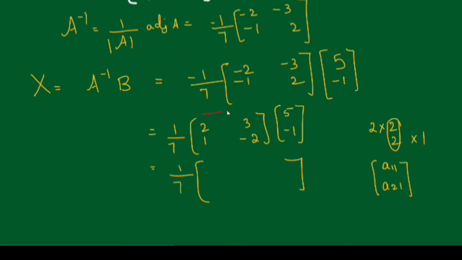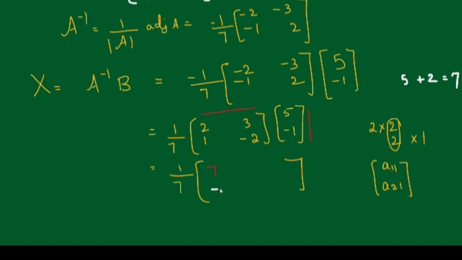How do you multiply now? Multiply the first row and the first column. Multiply and tell me the first row, first column. 2 into 5, 10 minus 3. Okay, 10 minus 3. That is 7. Should write like a column matrix. Now tell me the second element. 1 into 5, 5. Minus 2 into minus 1 plus 2. So that is equal to 7.